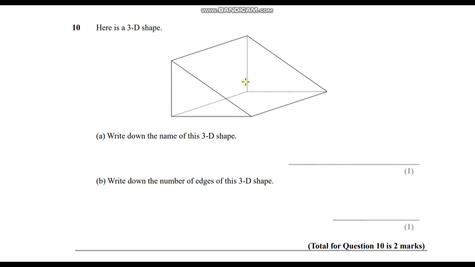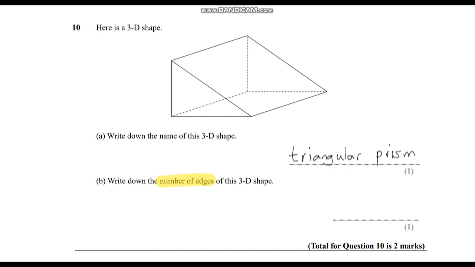So it's a prism. And what type of prism? Well, I kind of gave it away. It's a triangular prism. So we would say a triangular prism. Okay, part B. Write down the number of edges of this 3D shape.